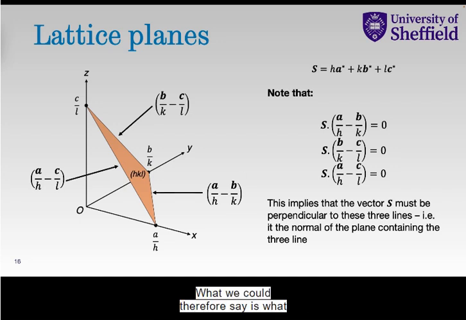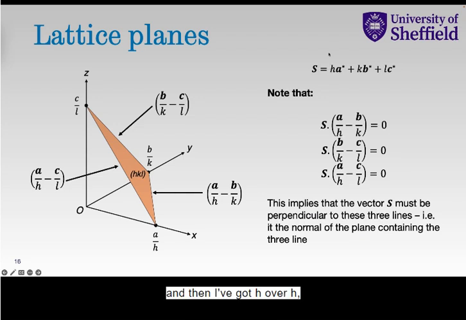So what we could therefore say is, what happens if we took the dot product of S with each of these lines? So S dotted with A over H minus B over K. If I were to take this and dot it with this, I'd have this first term dotted with all of this. Now A star dot A would be equal to 1, and then I've got H over H, so that would just be equal to 1. A dotted with B star is equal to 0, and A dotted with C star equals 0, so those two terms would just be equal to 0.